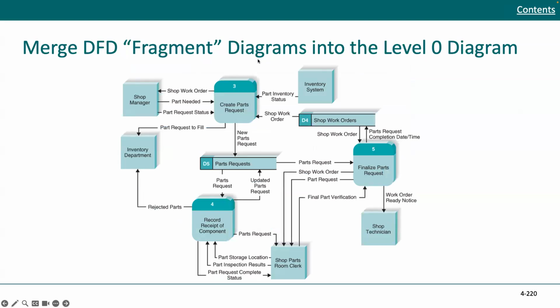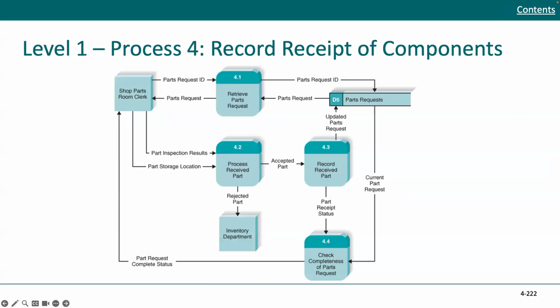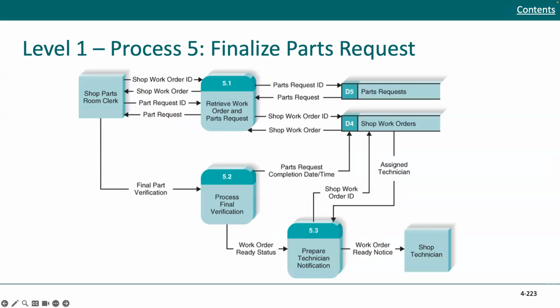Okay, and then we just have the merge fragment. So this is where we take the fragment diagrams and put them into a level 0 diagram. Here is a level 1 process 3 creating the parts request. So now we've had the use case put into a data flow diagram portion. This is process 4. They're recording the receipts of the components. And then finally, process 5, they finalize the parts request.